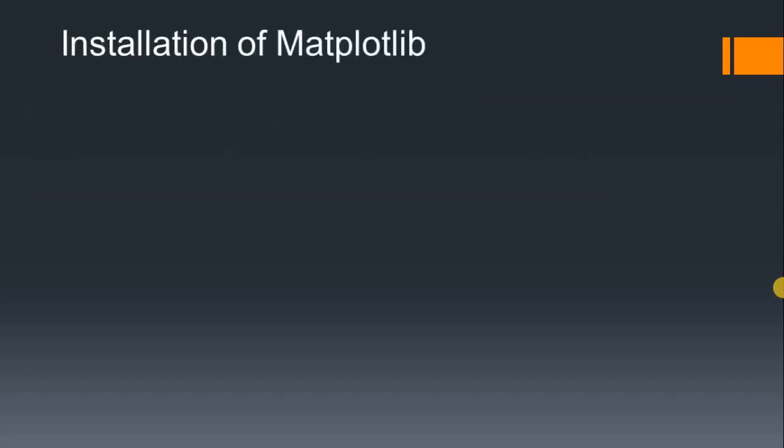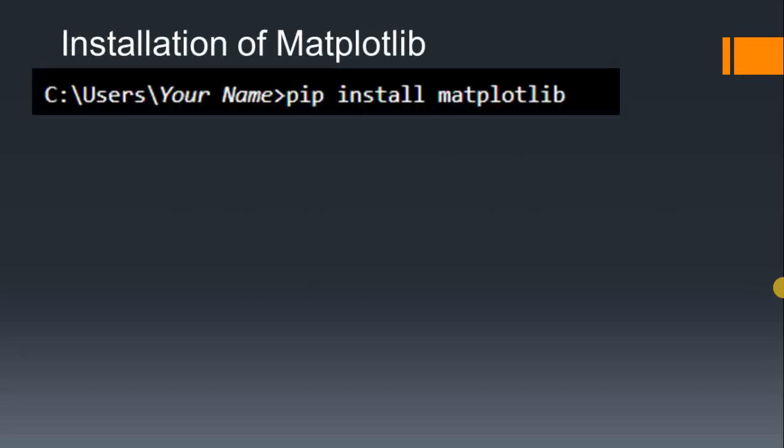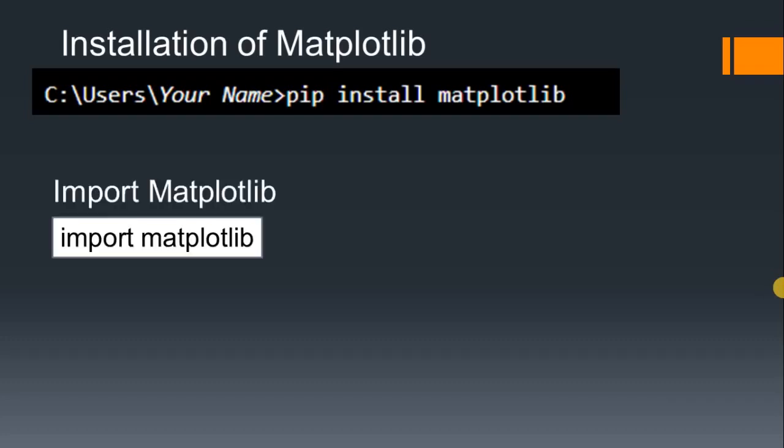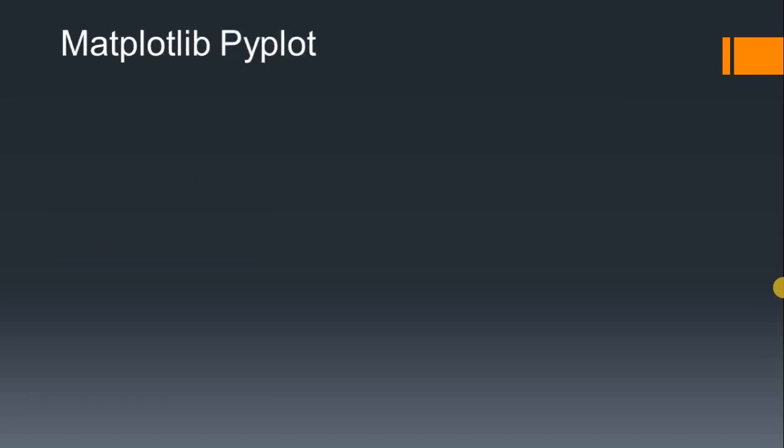Before using Matplotlib you have to do installation, and the installation process is quite simple. You just go to the command prompt and type the command pip install matplotlib. Because of that this particular module will be installed in your software, and you just import it by adding the import statement and that module.